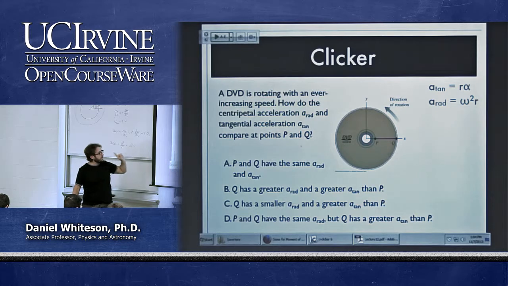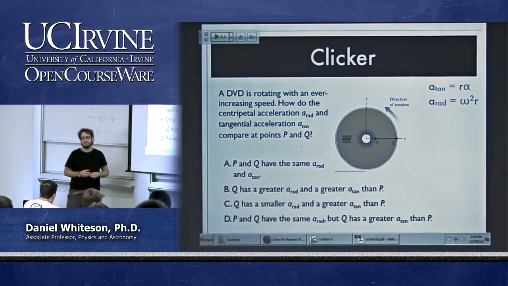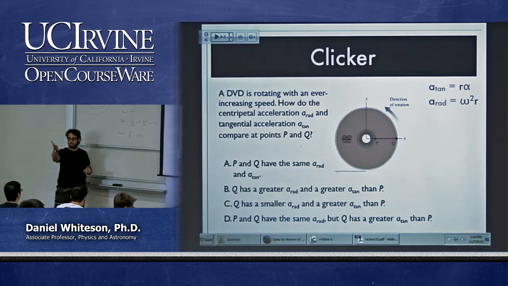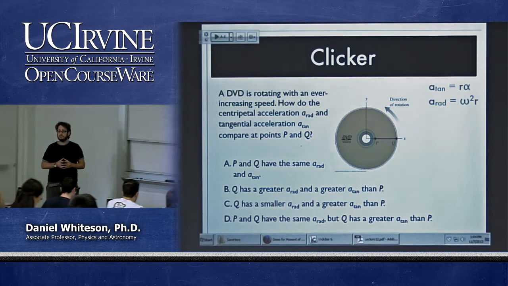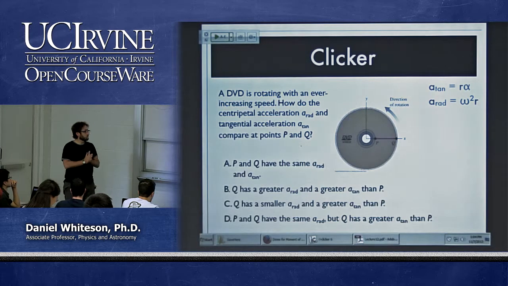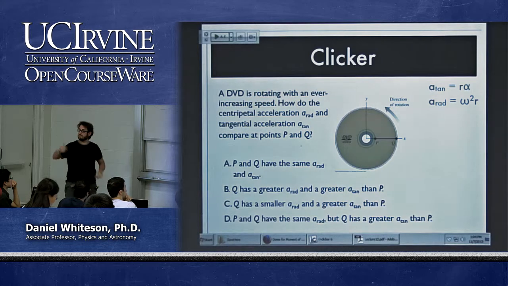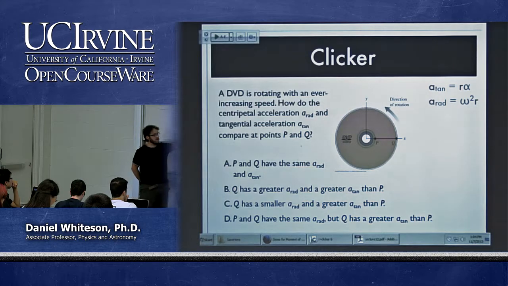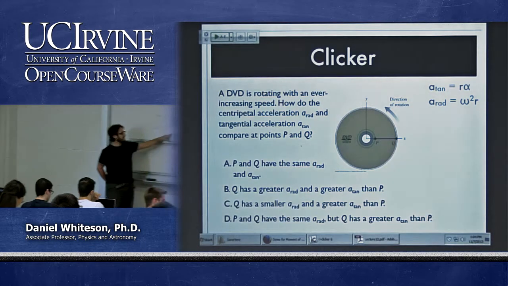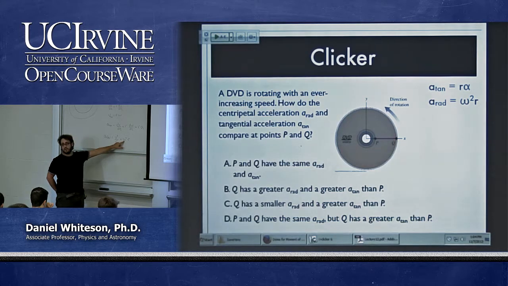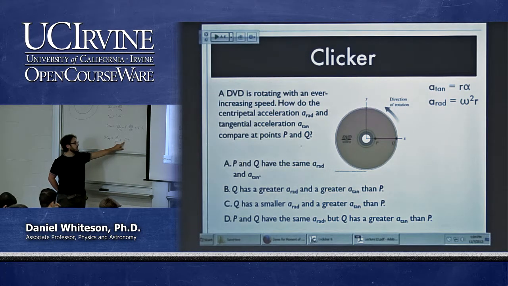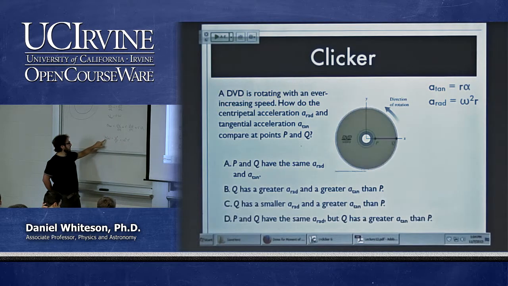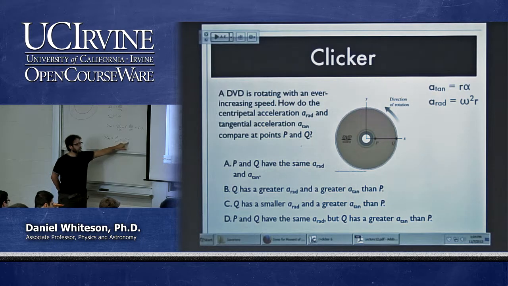Okay? What about the radial acceleration? It's the same r dependence, right? Why? Well, first of all, because it's written here on the board, right behind me, right? But also, you see, if you fix the angular velocity, if you have the same angular velocity, then the only difference is r, then you're going to have a larger radial acceleration if you have a larger r.